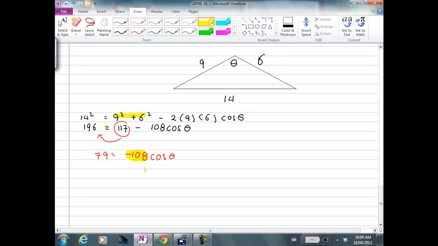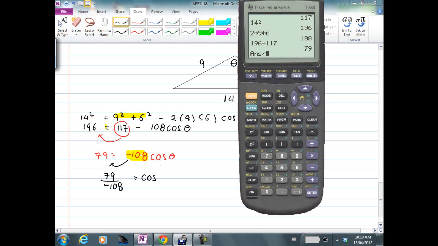Divya, how do I bring negative 108 over? Good. That's what I want to hear. 79 divided by negative 108. Some of you added 108 equals cos theta. Guys and gals, we're almost there. Just finish this now, so divided by negative 108.